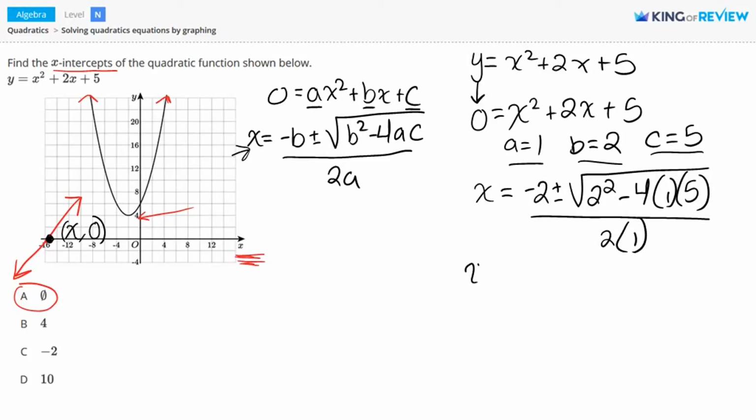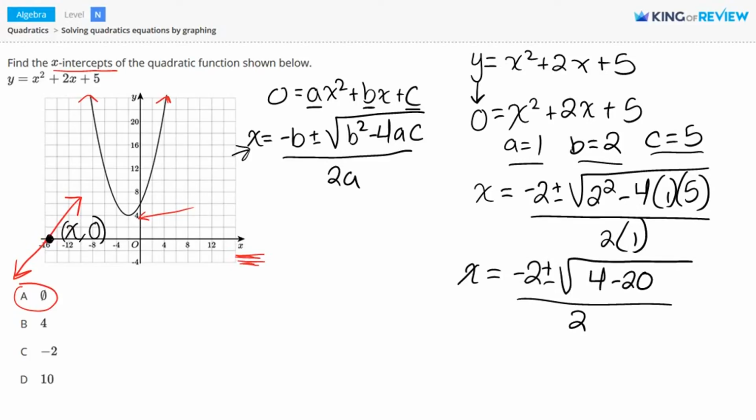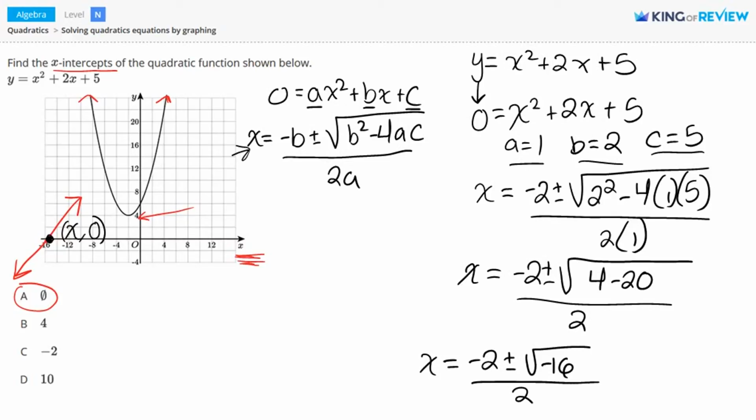When we simplify, we get x equals negative 2 plus or minus the square root of 4 minus 20, and this is all divided by 2. And next we have x equals negative 2 plus or minus the square root of negative 16 divided by 2.